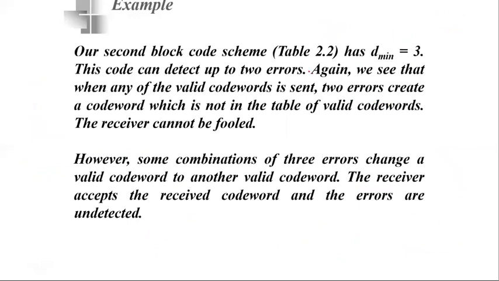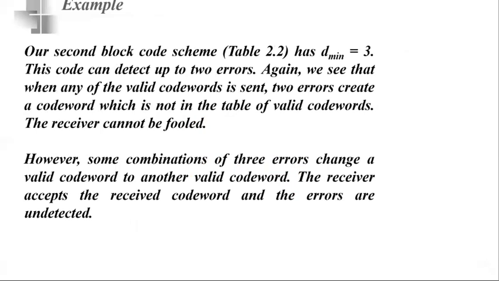Now in the second case, our minimum Hamming distance was 3. So that code can detect up to 2 errors. Again, you can take an example, create a Hamming distance of 3 and check. We see that when any of the valid code words is sent, 2 errors create a code word which is not in the table of valid code words. So the receiver cannot be fooled. However, some combination of 3 errors changes a valid code word to another valid code word. So sometimes it may be able to detect 3 errors, but it is not usually the case.